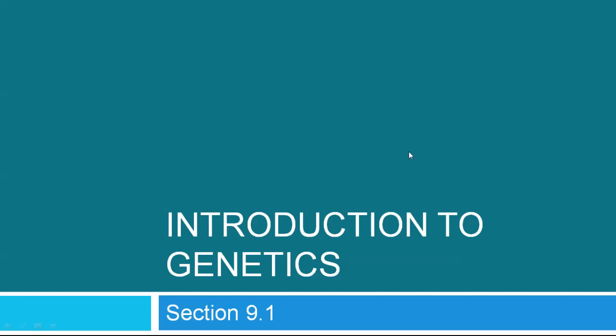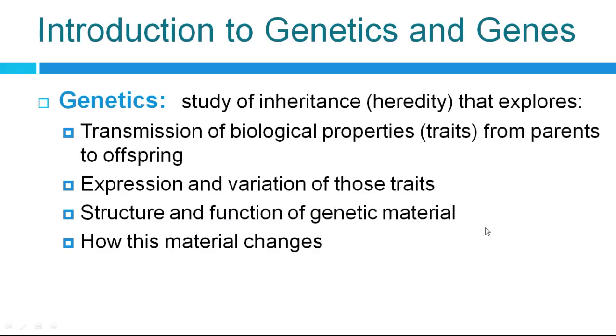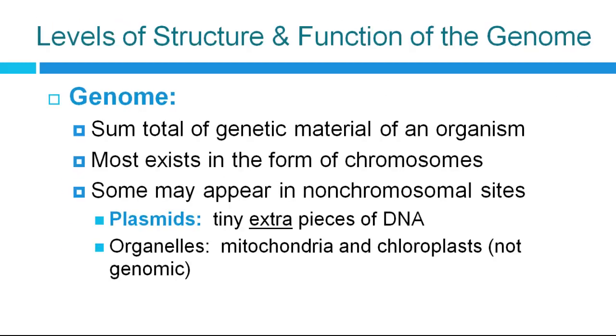Section 9.1, Introduction to Genetics. So genetics in a really basic form is just the study of inheritance, or you might say heredity, that explores passing your traits from one generation to the next, right? On another level, we can really look deeper at the expression and the variation of those traits or those genes. We can look at the structure and function of those genes, and then we can look at how it changes or evolves over time. So there's lots of different types of genetics.